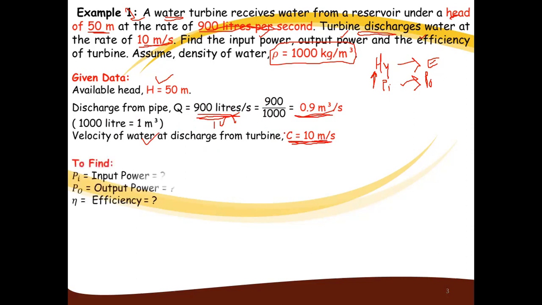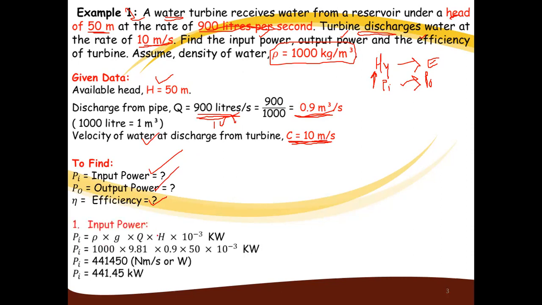Now we have to find out input power, output power, efficiency. Here input power is rho g Q H, the same formula, into 10 raised to minus 3. In a turbine it is input power, in a pump it is output power. Only this difference is there. Now put the values. Rho is 1000 kg per meter cube, g is 9.81 meter per second square, into 0.9 into 50 into 10 raised to minus 3. It is in kilowatt, since we have taken 10 raised to minus 3.